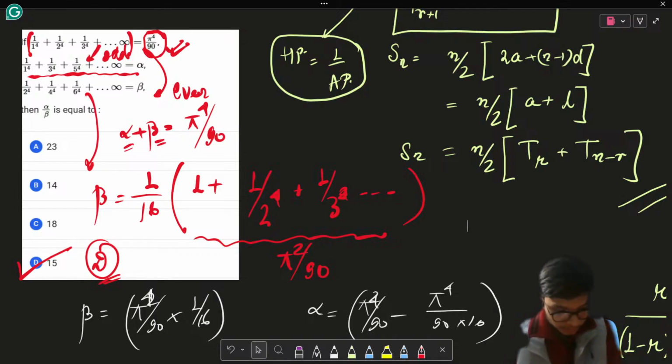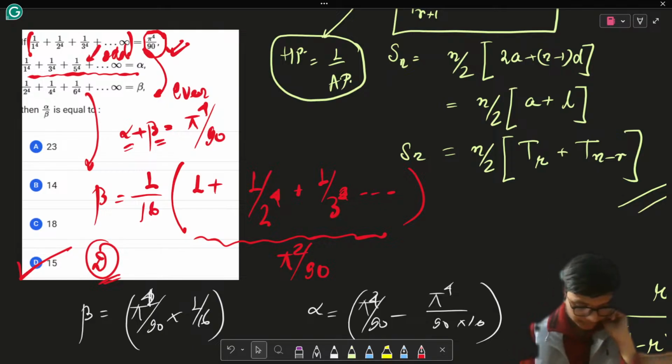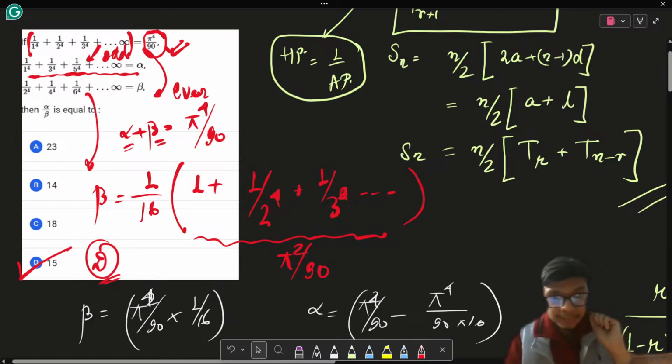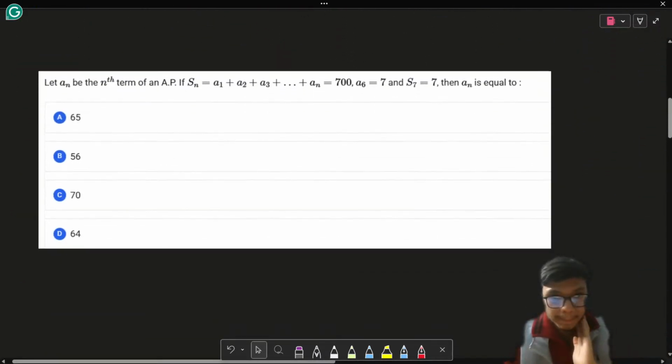Is this part clear to all of you? Is this question clear? Do let me know in the live chat, is this question clear or not? Okay, is this part clear to all of you? Okay, so if this part is clear, let's now move towards the next problem, that is this one.